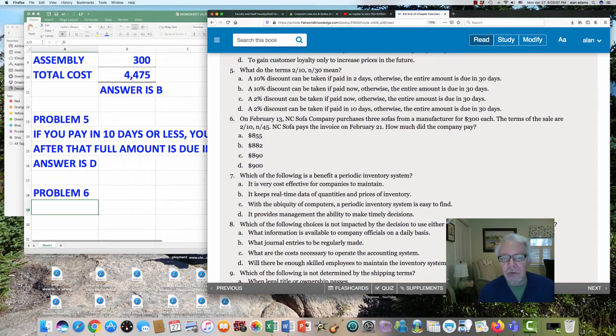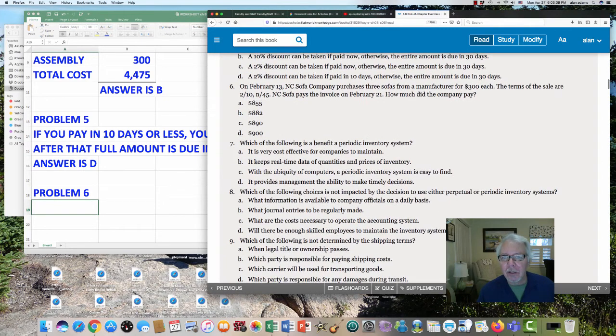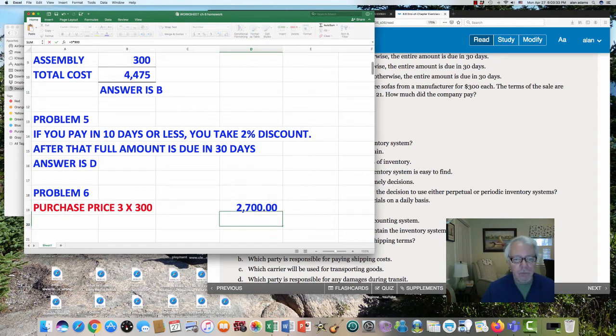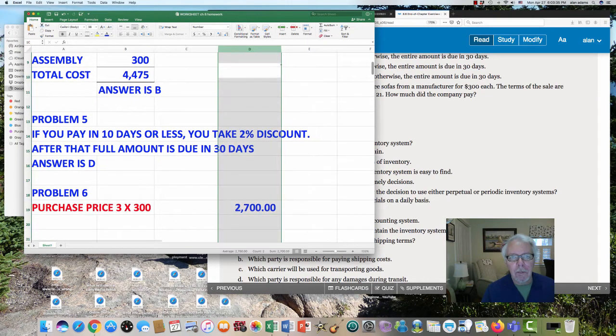Problem 6 says, on February 13, we have a sofa company. We buy 3 sofas for $300 each. That is our cost. Notice we're sticking with cost in these problems. Okay, so we bought 3 at $300. So let's write down the purchase price. 3 times 300, which of course is going to be $900. There it is right there. Okay, and read on.